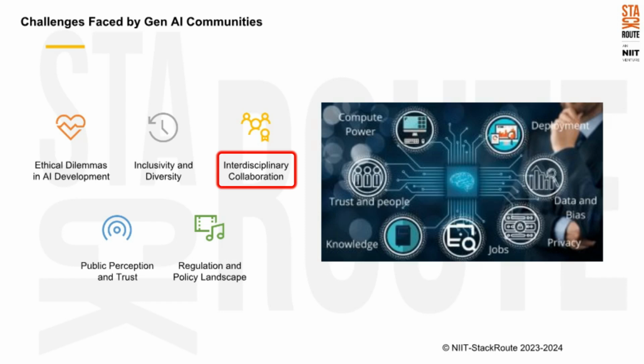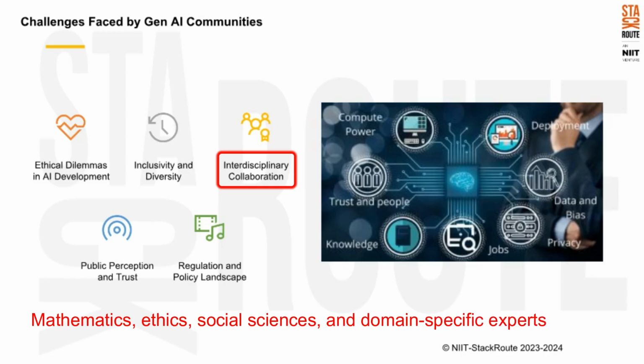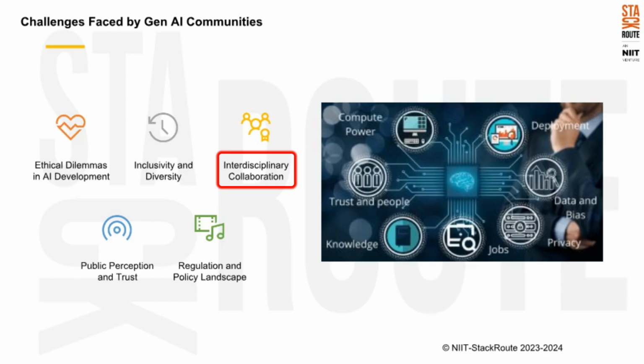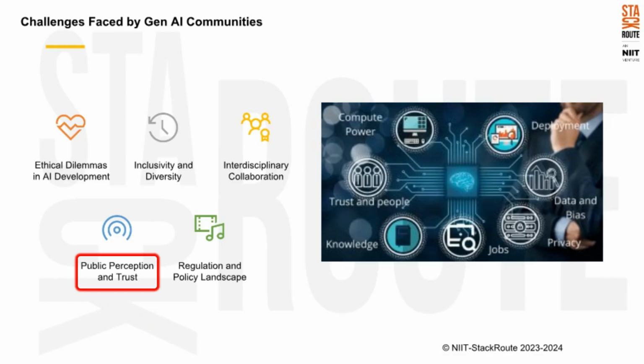Building effective interdisciplinary collaborations is a challenge for GenAI communities. AI development requires collaboration across fields such as computer science, mathematics, ethics, social sciences, and domain-specific experts. Bridging these diverse perspectives, languages, and approaches can be complex and requires fostering a culture of collaboration, effective communication, and knowledge sharing across disciplines. Next comes public perception and trust. GenAI communities face challenges in building public understanding and trust in AI technologies.